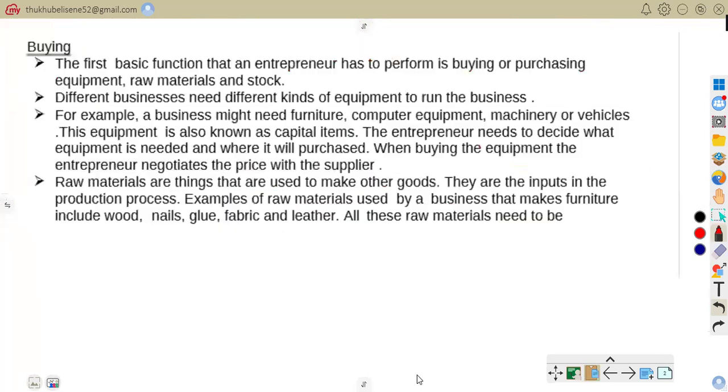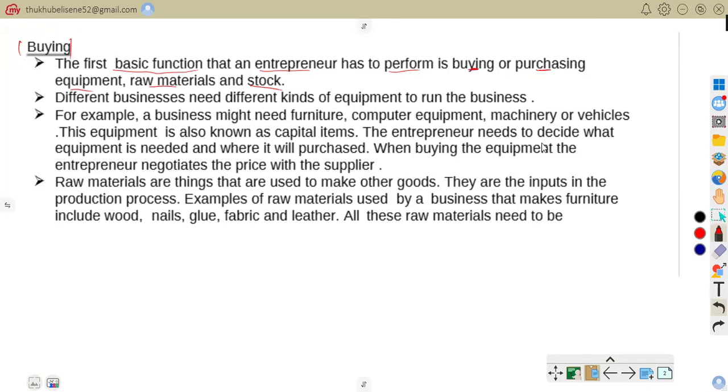So now let us be on buying, like we have said. Today we are going to be on buying and selling. It says the first basic function that the entrepreneur has to perform is buying or purchasing equipment, raw materials, and stock. That is the first basic function. You first have to buy as an entrepreneur, equipment, raw materials, and stock that is needed in the business. So that is what you're saying.